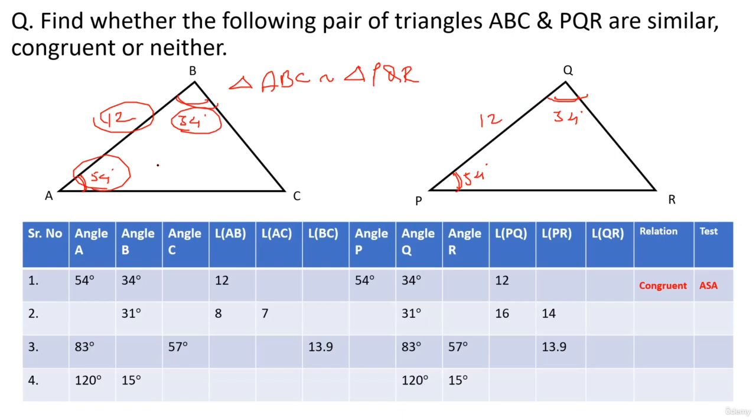Okay, guys. Now understand, guys, यहाँ पे correspondence बहुत important है. 54 corresponds to 54, means A will correspond to P. 34 degrees is equal to 34 degrees, means B corresponds to Q, and the remaining vertex is C, so C corresponds to R. So ABC is similar to PQR.